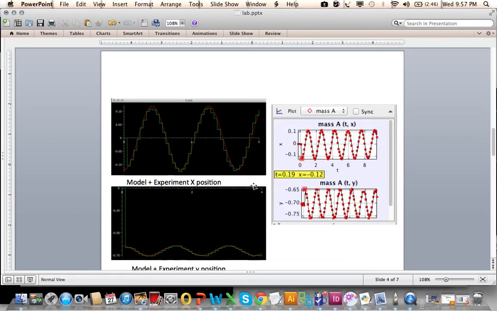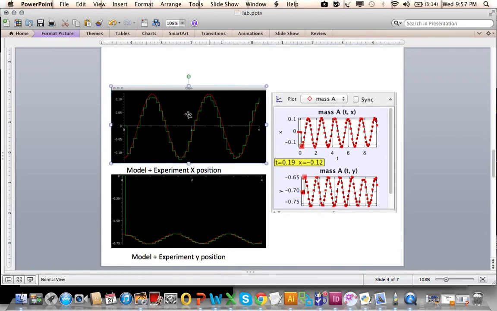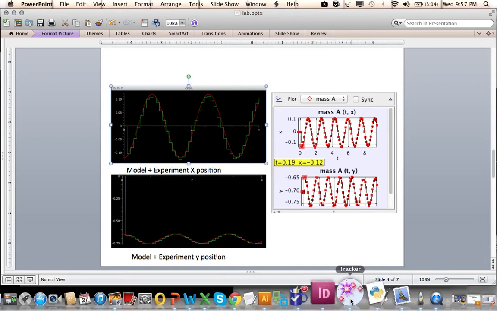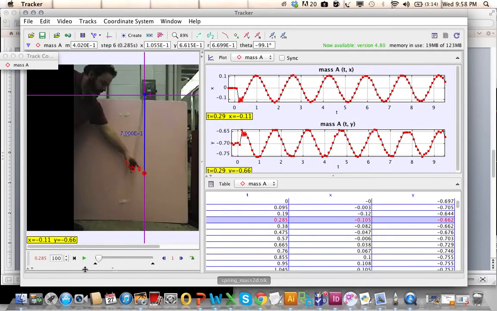So how did we do it? We can see the red is the computational model and the green is the tracker from our experiment. This is the x position, this is the y position. And this is the information we got from the tracker. So here's how we got it.